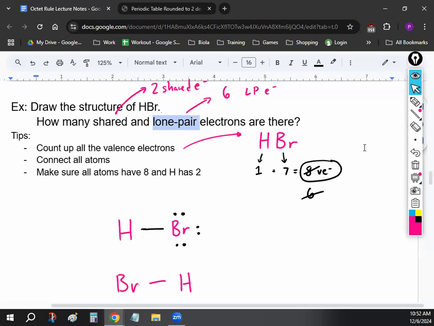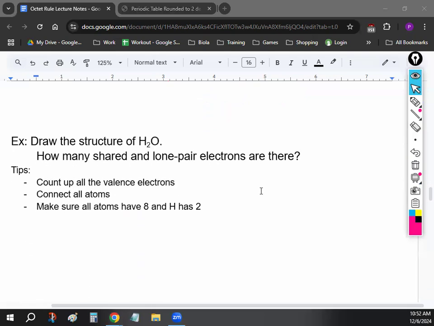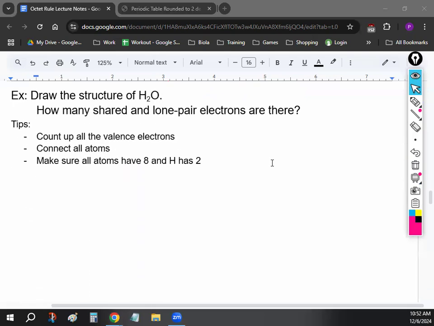All right, let's move on to the next molecule. So we've been looking at molecules that are just two elements, which is pretty easy because you just make one connection. But it gets a little bit trickier with molecules that have more than two elements. So here we're looking at H2O, or water. And so we're going to draw the structure for water.